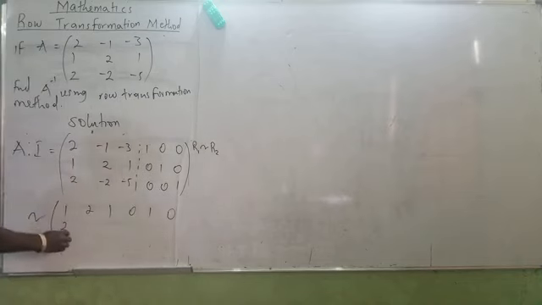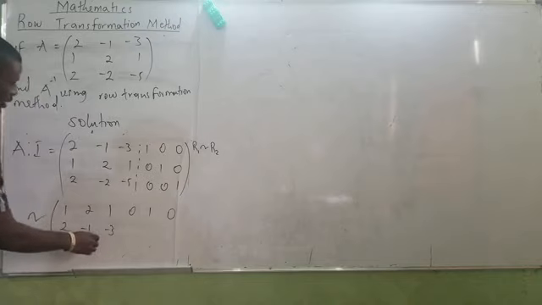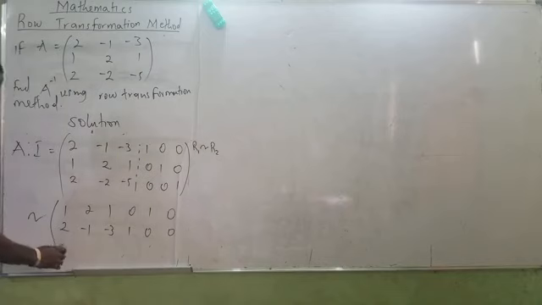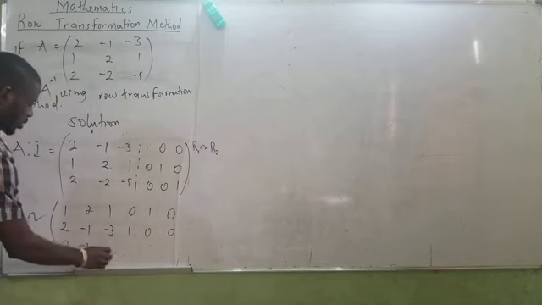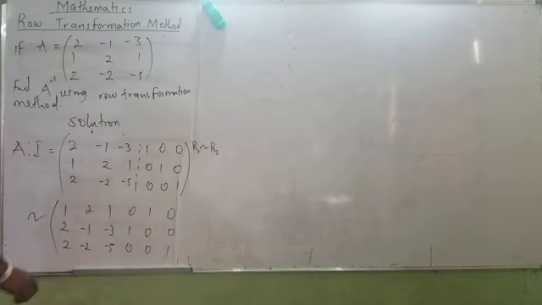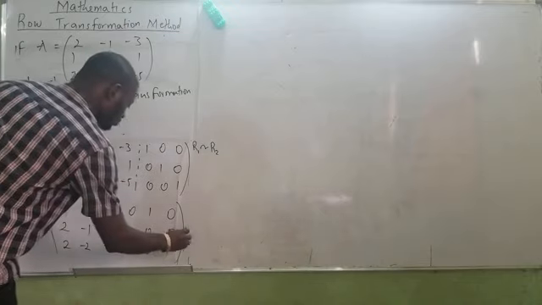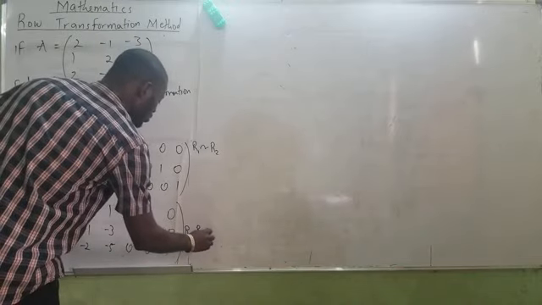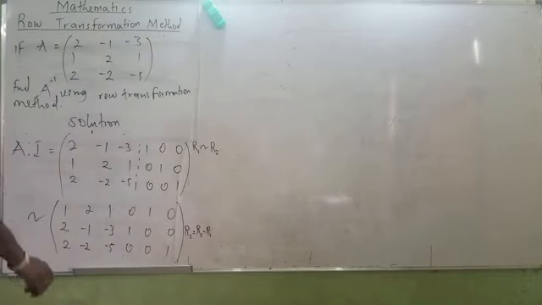This one will now be 2 minus 1, minus 3, 1, 0, 0, and here will be 2 minus 2, minus 5, 0, 0, 1. Please take note of that. Now I've started my reduction. The next step that I will take is R2. R2 will be equal to R2 minus R1.